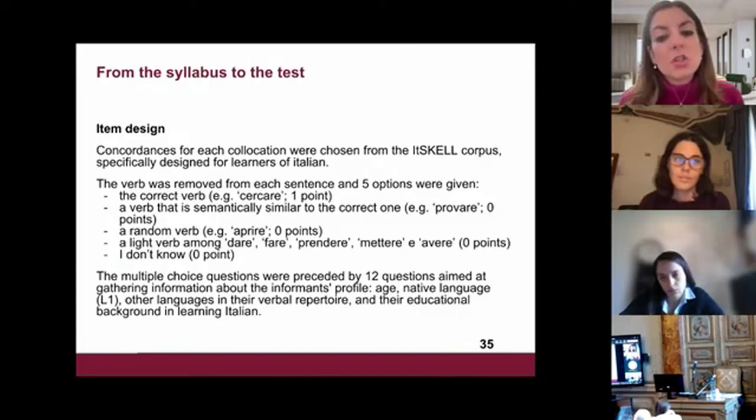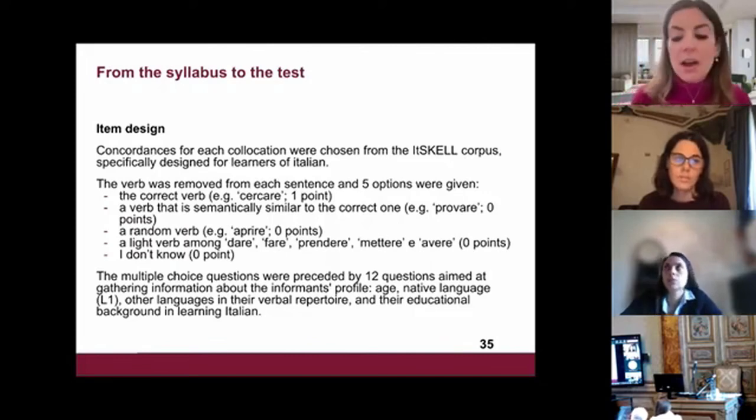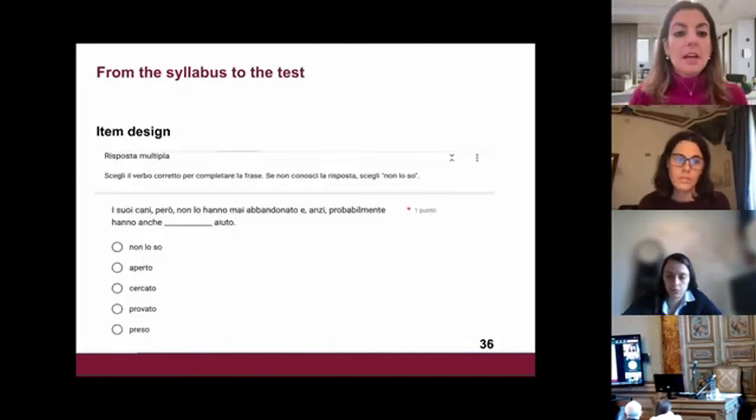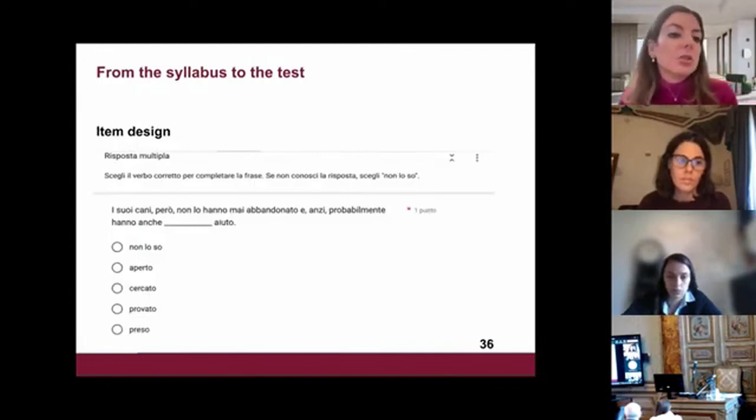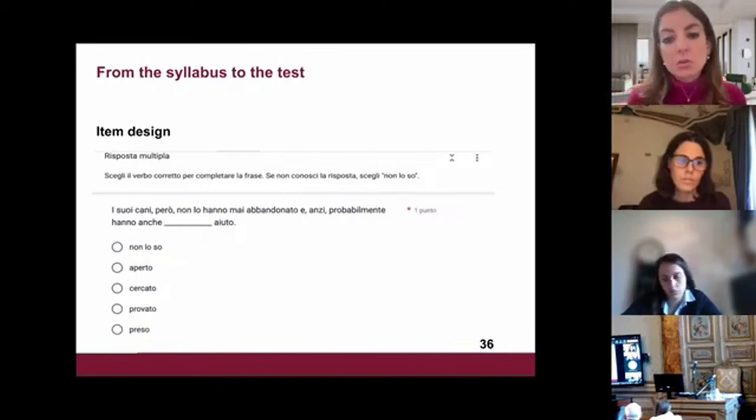The multiple choice questions were also preceded by 12 questions aiming at gathering information about the informant's profile: their age, native language, linguistic repertoire, and educational background in learning Italian. And this is an example of an item. Choose the correct verb to complete the sentence. If you don't know the answer, choose I don't know.